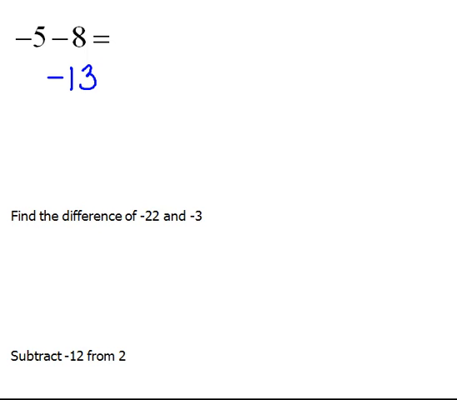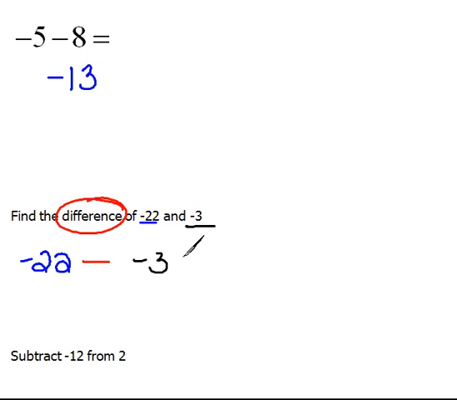Now let's work a couple of word type problems so we can see how to set those up. Remember, with your word problems, stuff that we've covered before, we've talked about those key words that tell you how to translate from our English words into mathematical notation. So here we have find the difference of negative 22 and 3. The difference of, that's our key word, and that means subtract. Well, we also have to know what we're subtracting. And we're subtracting a negative 22 and a negative 3.